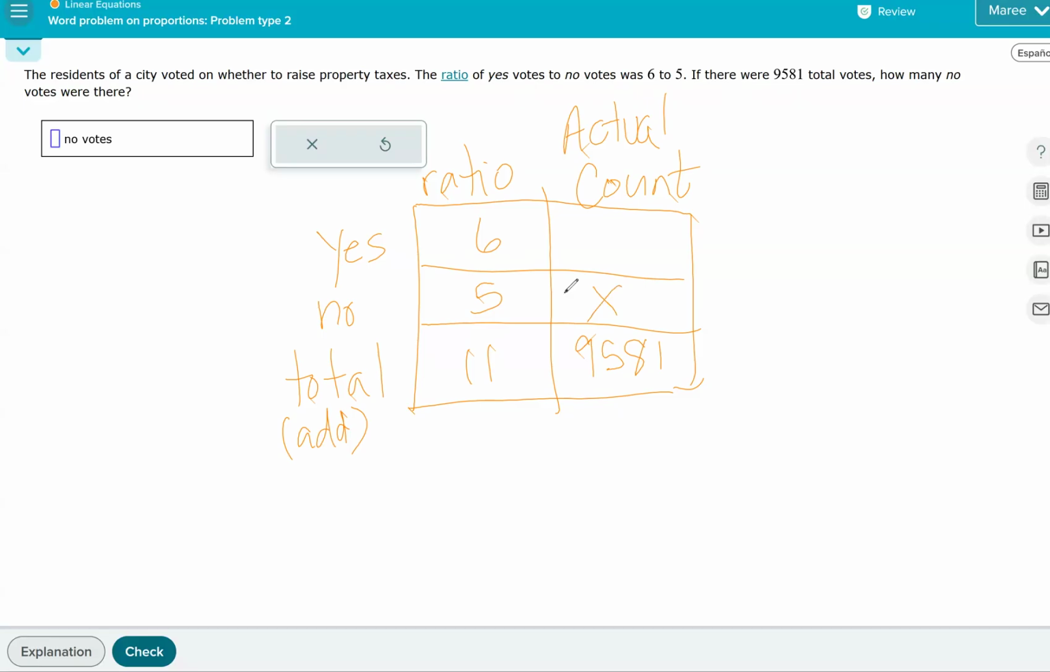So now what we do is we focus on these two rows right here. We make fractions out of them. You can see it kind of looks like a fraction. So we have 5/11 and X over 9,581. And then we put an equal sign. Those two have to be equal to each other in order for this proportion to be correct and to be able to find our no votes.